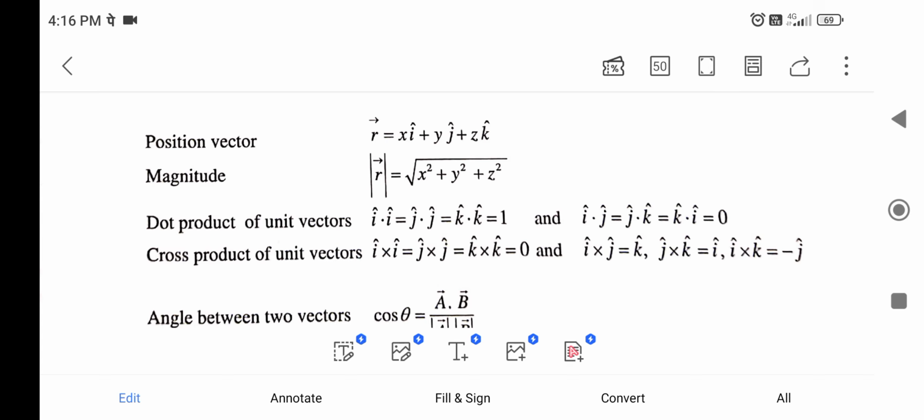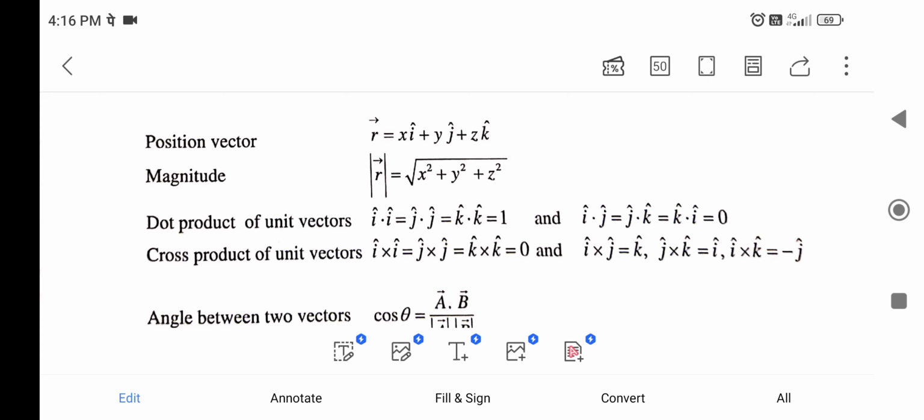The dot product of unit vectors: i cap dot i cap, j cap dot j cap, and k cap dot k cap equal 1. When the same unit vector has the dot applied, the value is 1. When you apply the dot to different unit vectors, the answer is 0. This is very important.